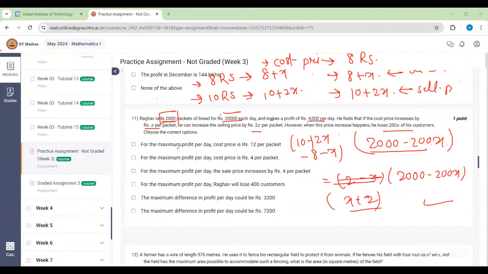Correct. So now we have to find for which value of x we get a maximum profit. So what we do, total profit would be 2000 minus 200x into 2 plus x. Here this is the selling price minus the cost price multiplied by the number of customers. So at the end we get a quadratic expression and we can find out how the maximum profit will go. Okay, clear? Yes, ma'am.